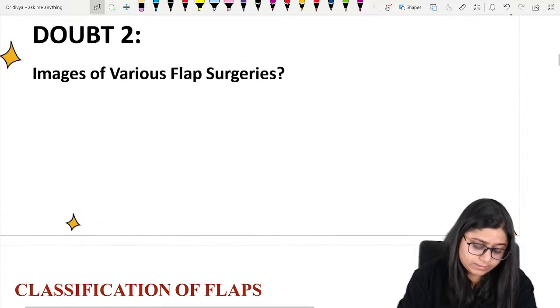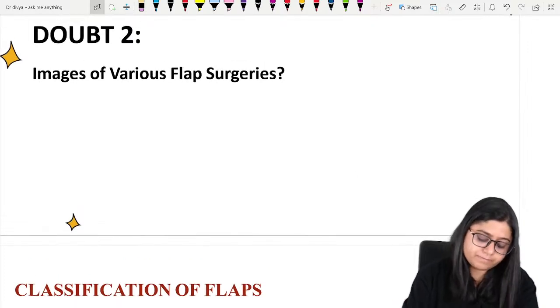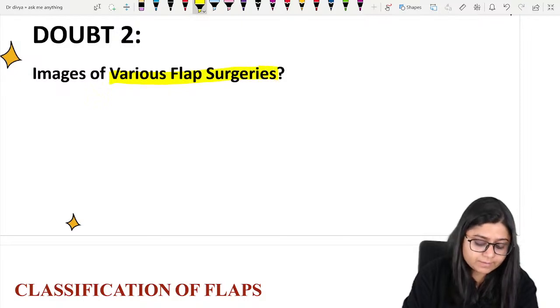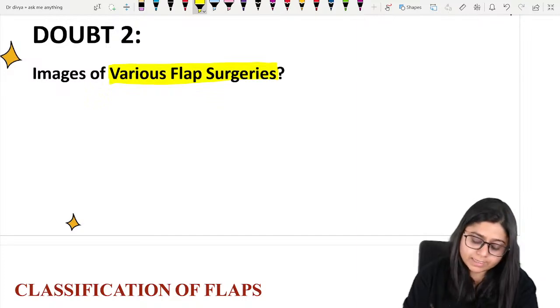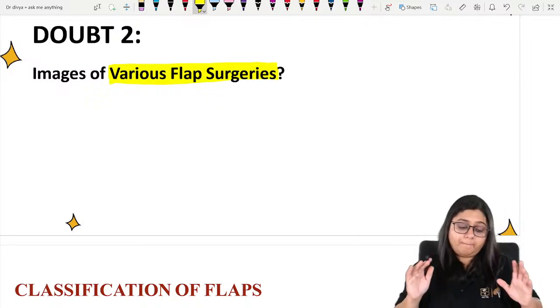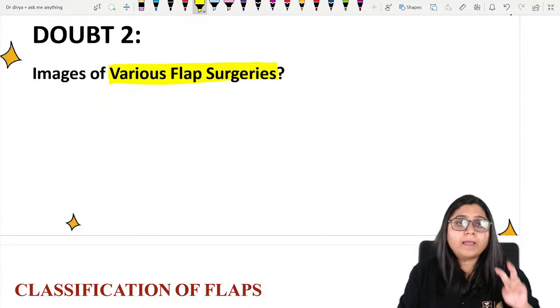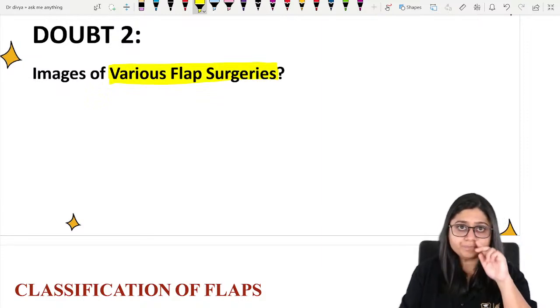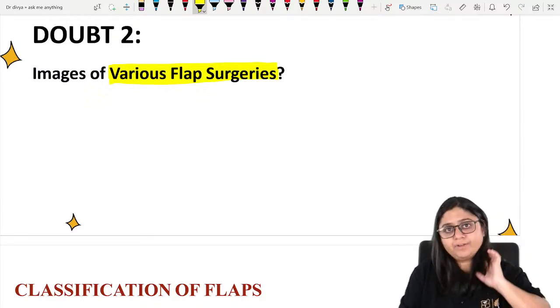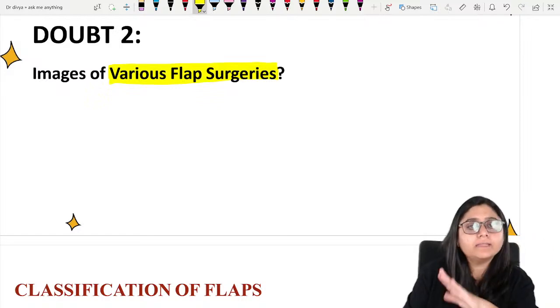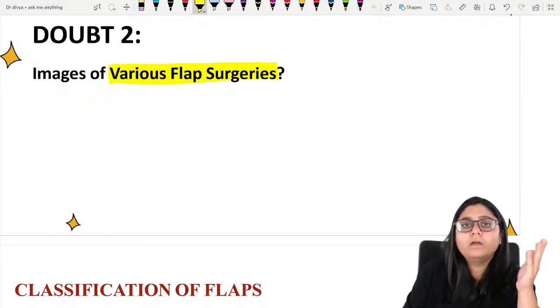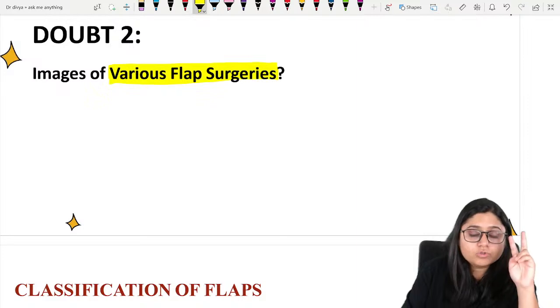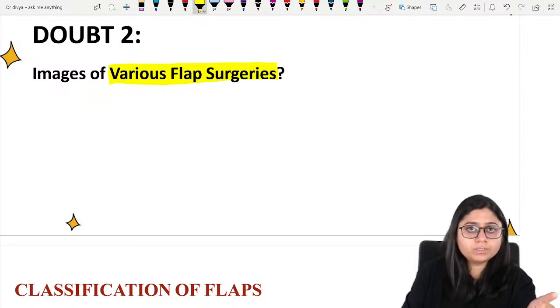The second doubt is images of various flap surgeries. So this I have discussed many times in the recorded sessions. I have shown my own cases. I will be showing my cases here also. And guys, in our Telegram group, I will be sharing 2 videos today. One is of modified Widman flap and the other is of coronally displaced flap. Okay, so see those 2 videos, you will be more clear.